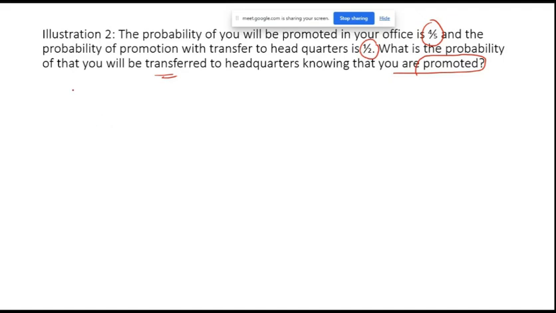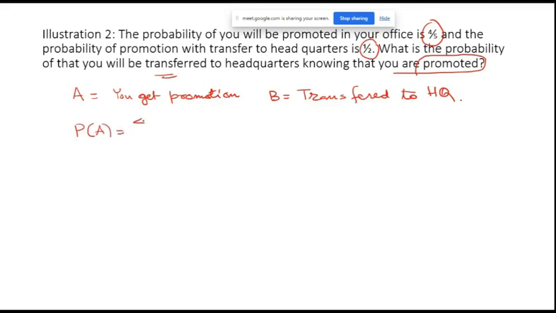So let us first write the event. Whenever you have a problem of probability, always express it in terms of events. That will actually help you to understand what you want to find out. Let A be the event that you get promotion. B be the event that you are transferred to headquarters. Now you see how we can write this. Now probability of A is given. It is given by 4 by 5.